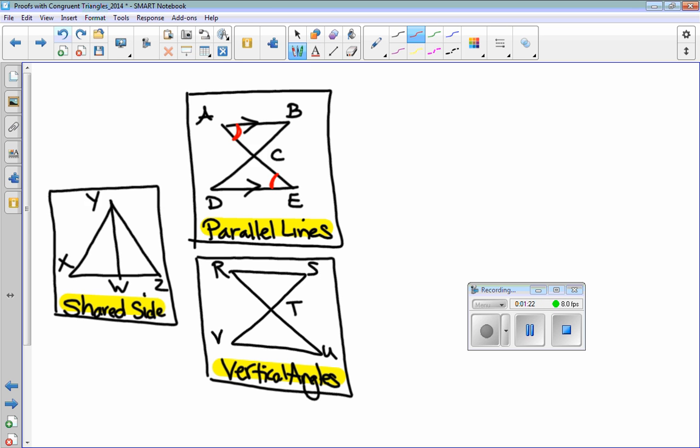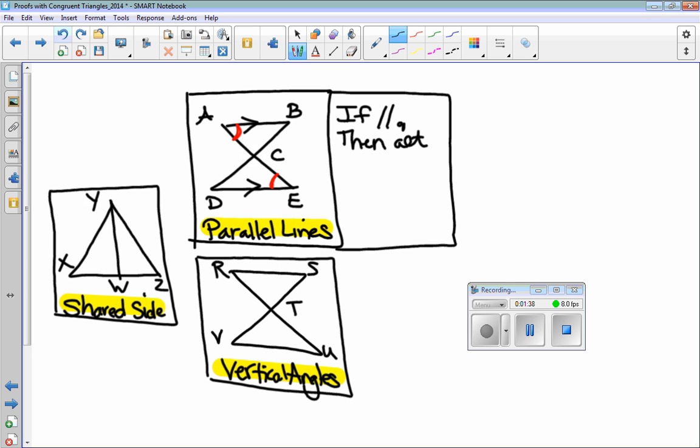And on the back side of your parallel line card, you're going to write, if parallel lines, then alternate interior angles congruent. Actually, let's start again. Hang on 1 second. Let's say angle A is congruent to angle E, right? That's the information we're adding to our picture, angle A and angle E. That would be the statement that you would put in a proof. The reason would be if you had parallel lines, then alternate interior angles are congruent.